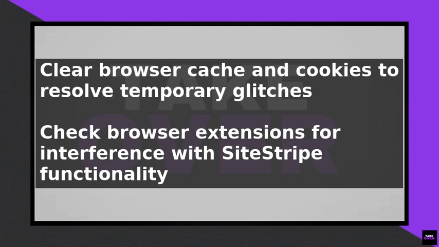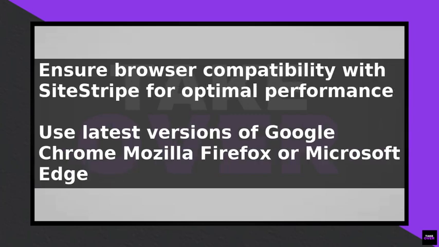Another potential solution is to check your browser extensions, as some may be interfering with Sitestripe. Try disabling any recently installed extensions and then reload the Amazon page to see if Sitestripe appears.